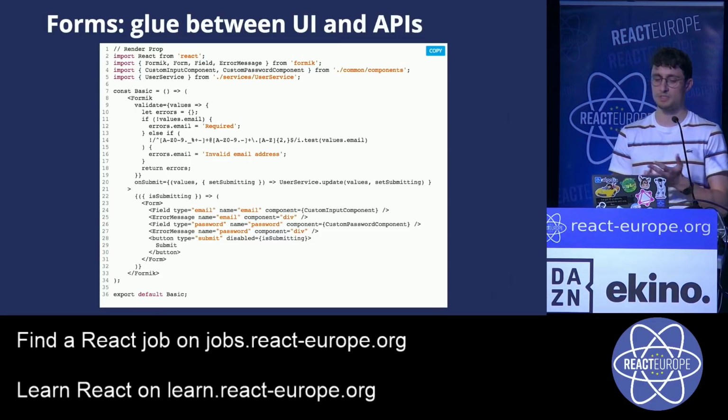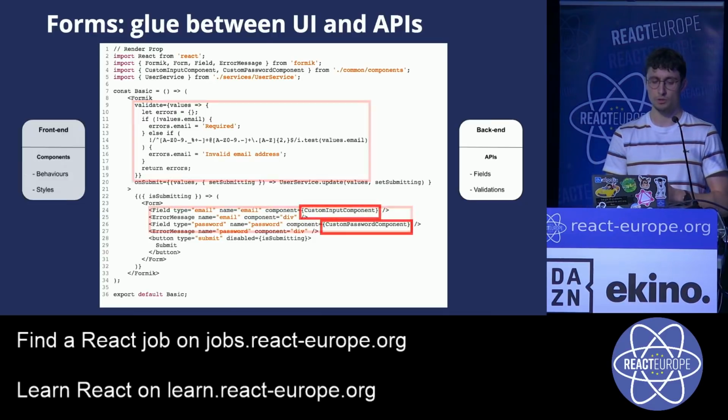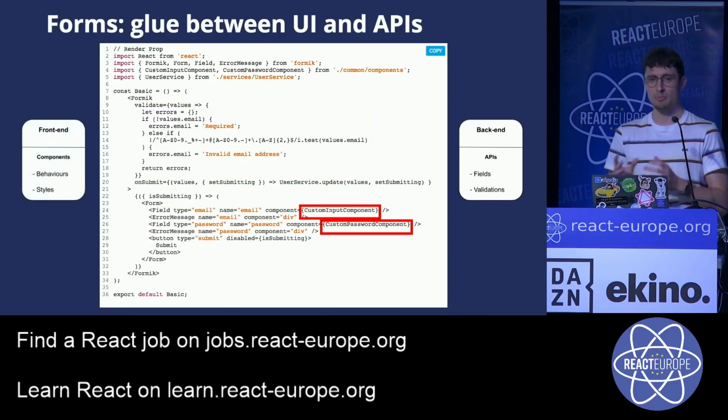What is our form development experience here? First, we have to duplicate the logic about validation and also what are the required fields for our form and maintain it to stay aligned with the APIs. On the UI side, we have to map every component of our application to the field. And we will have to do those two things for all the forms of our application and make it evolve.